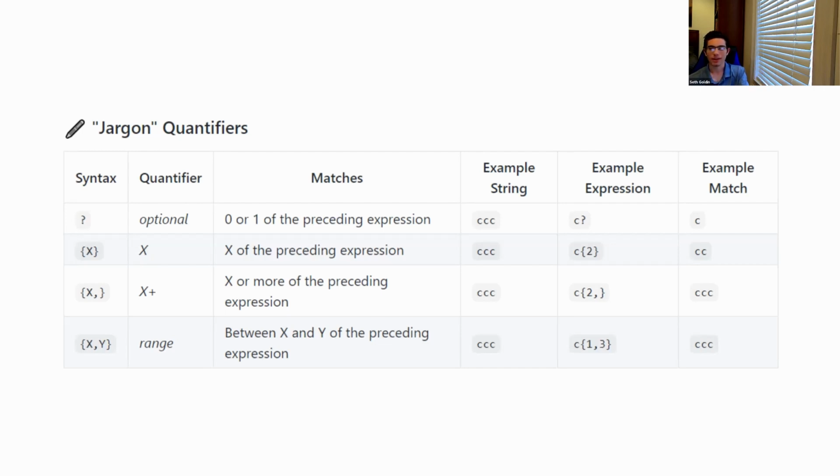But quantifiers allow us to say how many of something we want. So adding a question mark to the end of a regex expression makes it optional. It can match the character, or it can match the character not being there. If you have brackets with a value in between, for example, if I had the letter C and then 2 after it, I would match 2 instances of the letter C. And that letter C is a stand-in for any regex expression, so I can match entire sentences and have 2 of those. And then it continues where you can have X or more, or between X and Y.